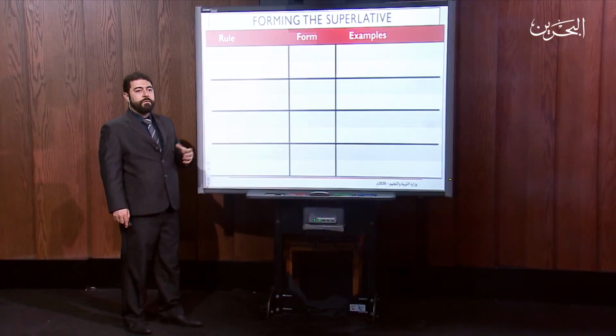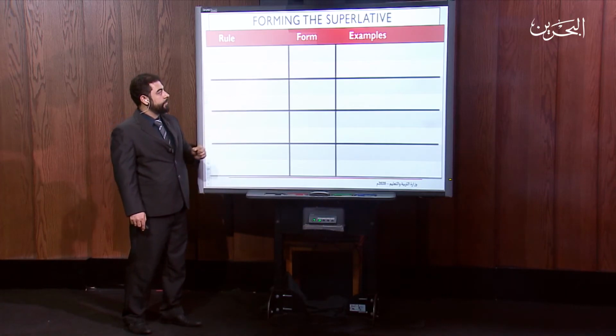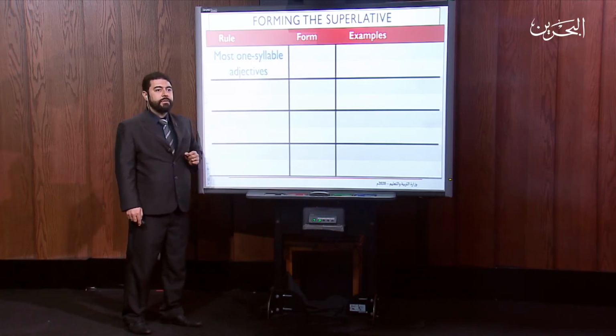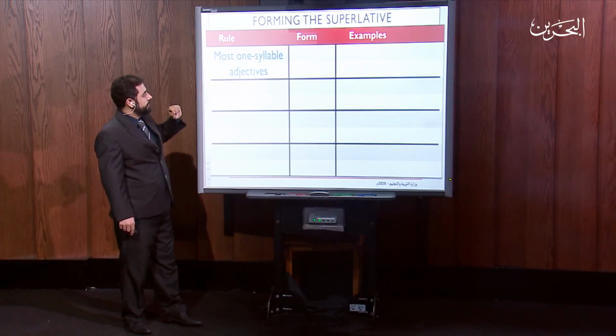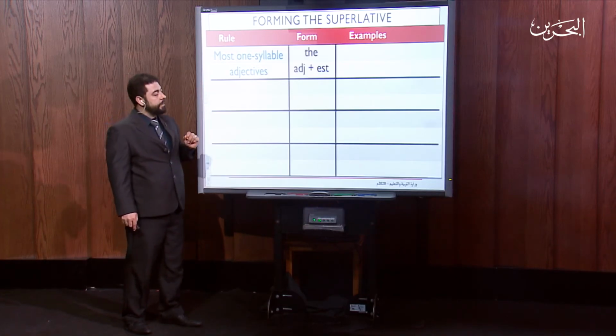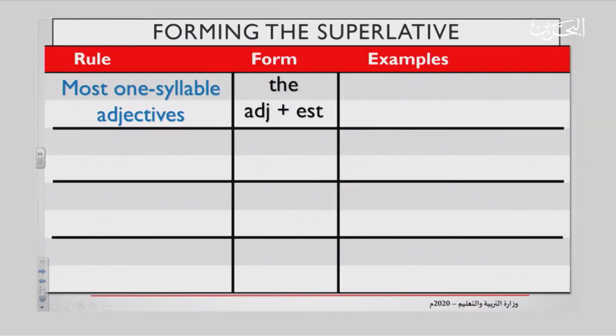Okay, so form of the superlative. We have a rule, we have form, we have examples. The first rule is, most one-syllable adjectives, what do you do with that? You just add the, then the adjective, then est.